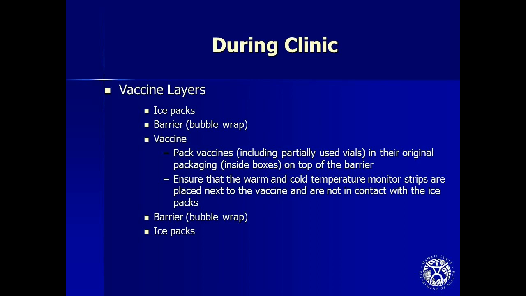The layers are as follows: ice packs, also referred to as gel packs, on the bottom, then a barrier, such as bubble wrap, then the vaccine, more barrier, and then another layer of ice packs. Pack vaccines including the partially used vials inside the boxes on top of the barrier, so that the vaccine is not in direct contact with the ice packs. Ensure that the warm and cold temperature monitor strips are placed next to the vaccine and not in contact with the ice packs, or it will give an inaccurate reading.